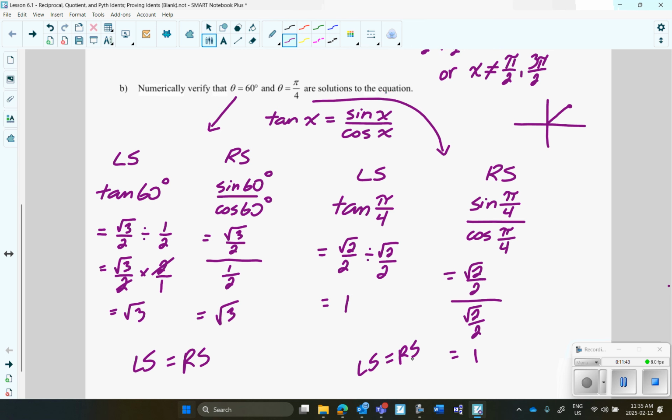And what will happen is it will work for every angle as long as it's not pi over 2 and 3 pi over 2. Why? Because those are the non-permissible values we found above. So that's sort of proving numerically by plugging an angle in and testing to see if the left side equals the right, and taking into account non-permissible values.